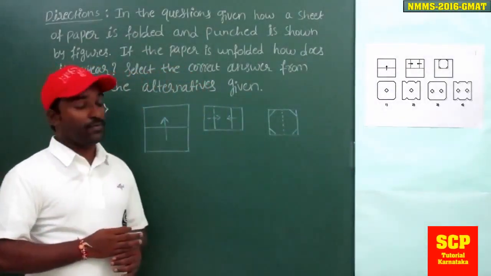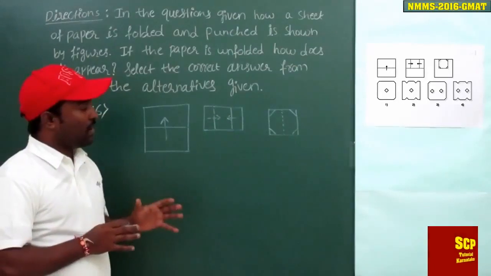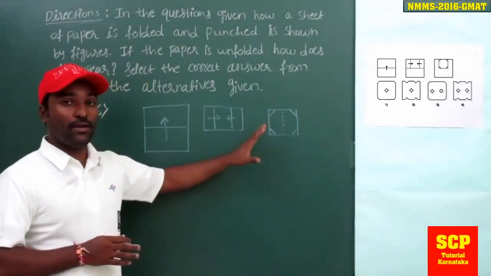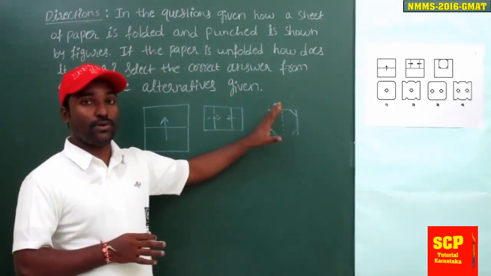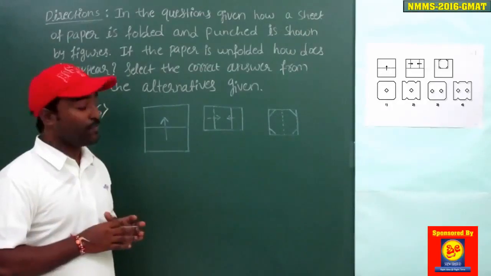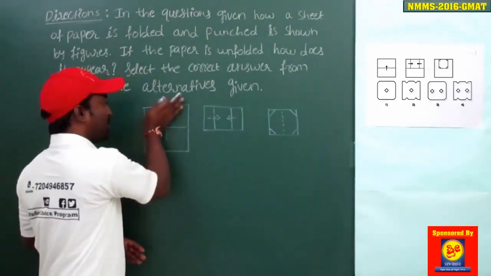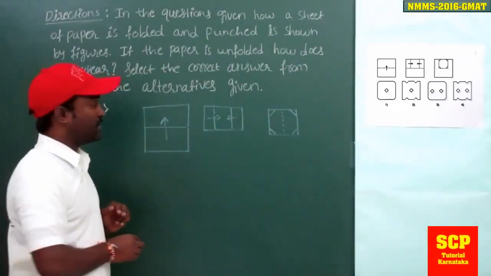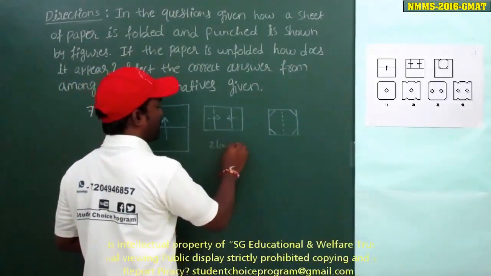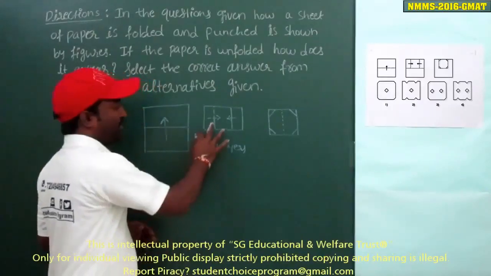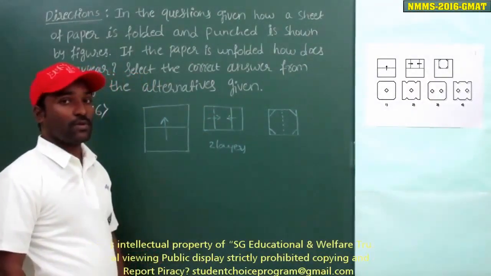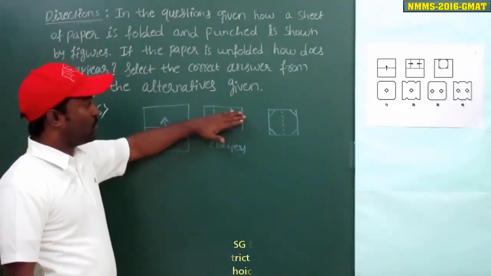It's an inclined cut. Now it is an important point how these cuts are going to appear on the unfolded paper. First of all, see how many layers are formed. After folding this paper in this direction, I got two layers. Here I got two layers. I will write here two layers. Now after folding like this, how many layers did I get? Here I got two layers.